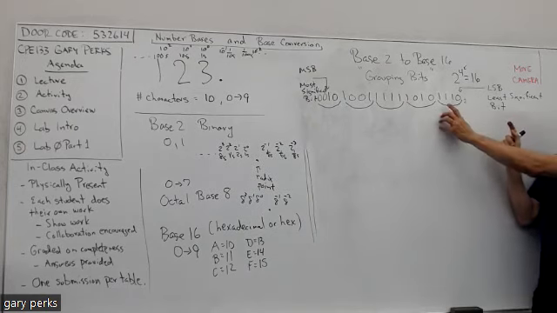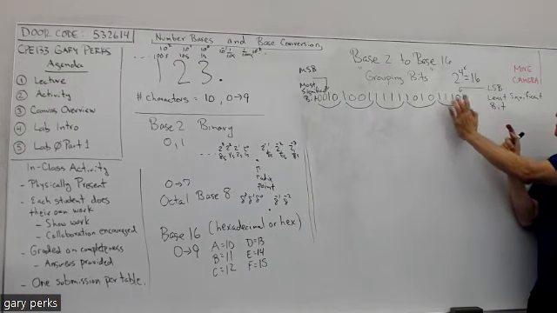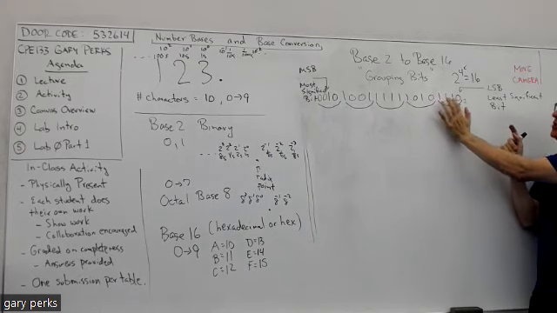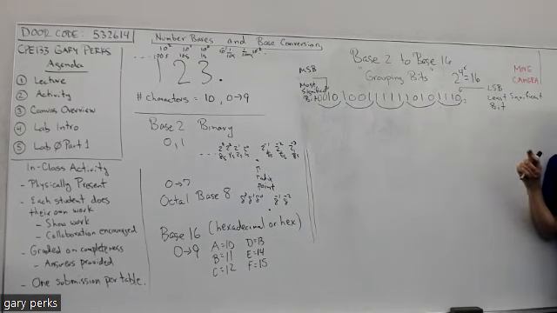Okay, so let's start here. We got 1, 1, 1, 0. So this is the ones bit, this is the twos, this is the fours, this is the eights. So 1, 1, 1, 0 in base 2 is what in base 16?